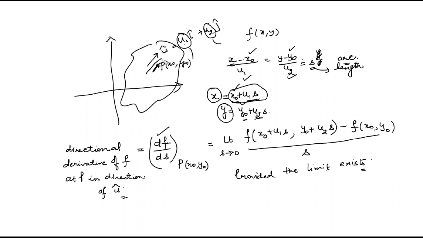So basically we want to find out the value of the derivative in a direction at the point p. So that comes out to be this. So this is the limit definition of the directional derivative of the function f at any point p in a direction of u cap. Now how to apply this definition? Now just see with the help of an example.